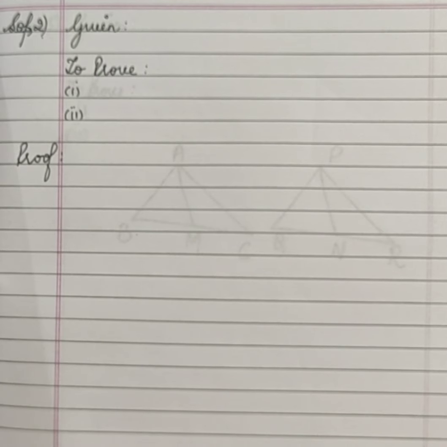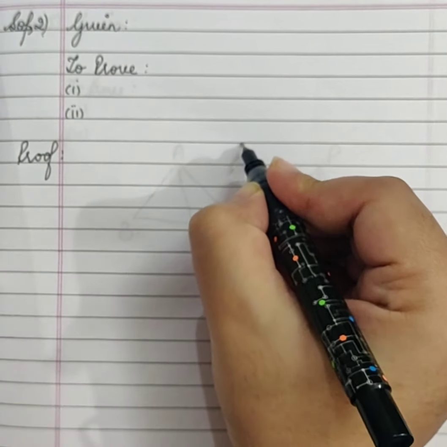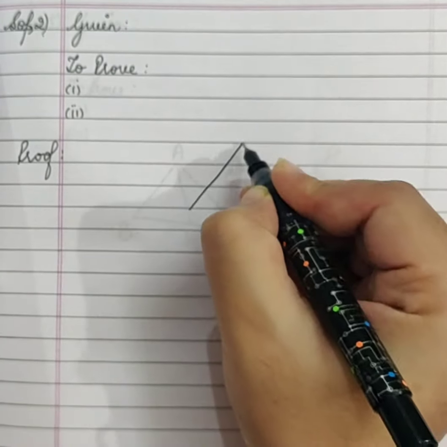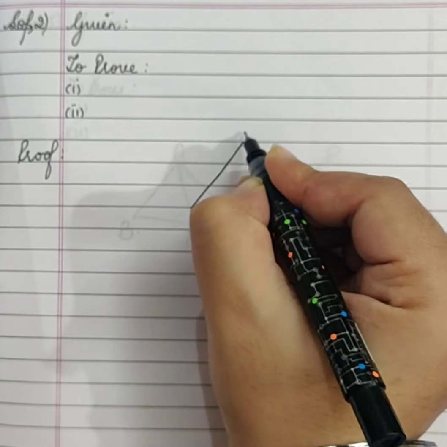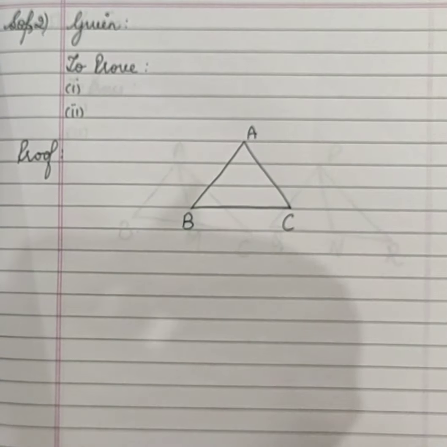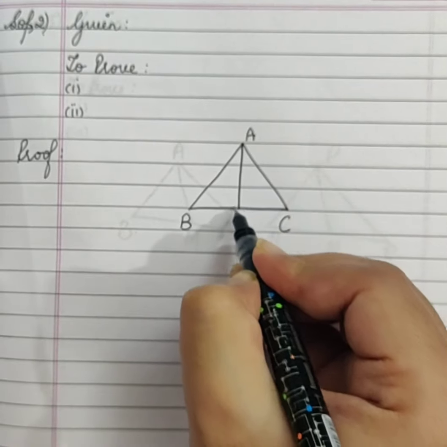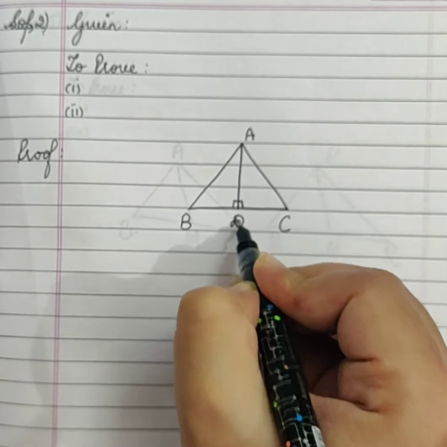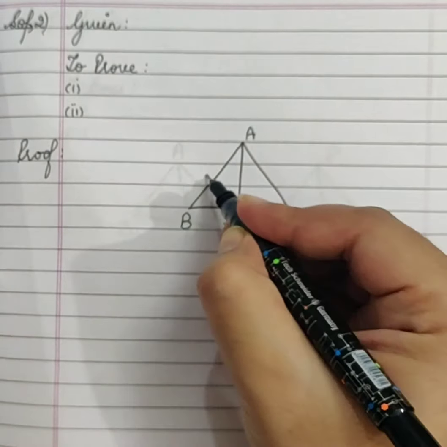Let's start with question number 2. AD is an altitude of an isosceles triangle ABC. So we have an isosceles triangle ABC. AD is an altitude. That means AD is perpendicular to BC, in which AB is equal to AC.